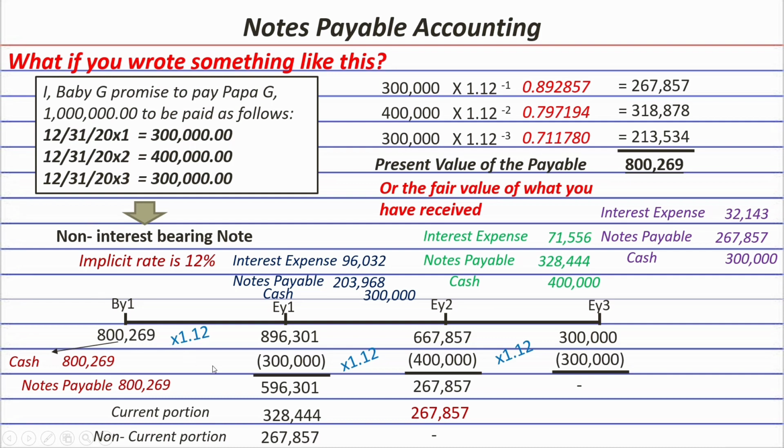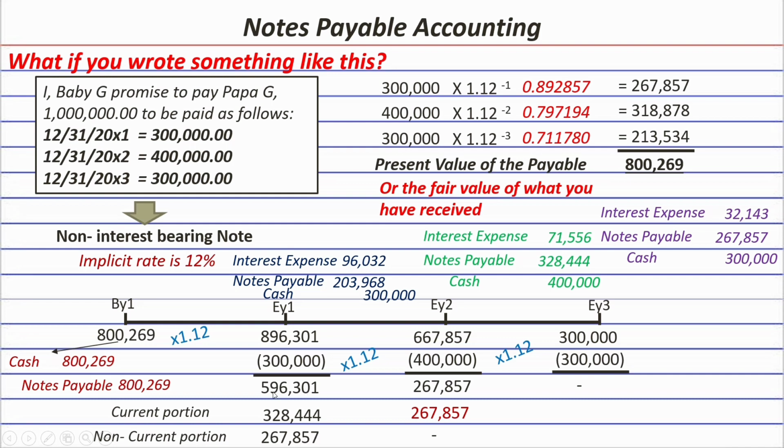Okay? One more. How about the end of year 1? You just have to compare the carrying amount of 596,301 with the undiscounted amount. So the undiscounted amount is not 1 million already. That's 1 million minus the first payment of 300,000, which is 700,000. So 700,000 minus 596,301, that's already the discount.